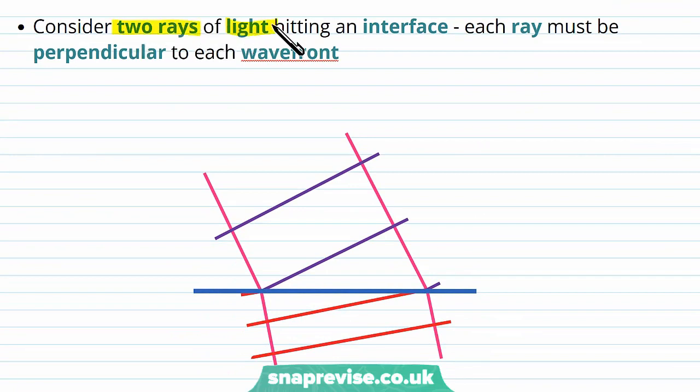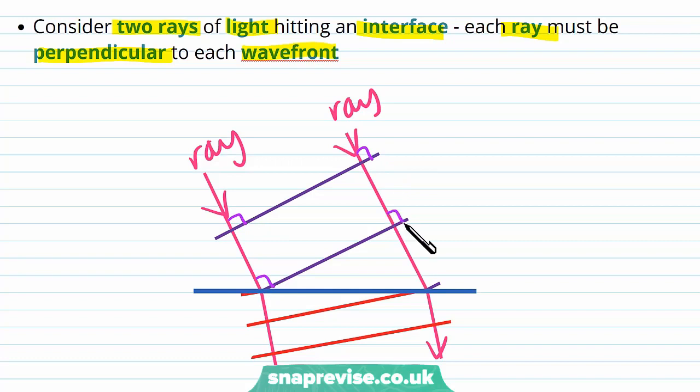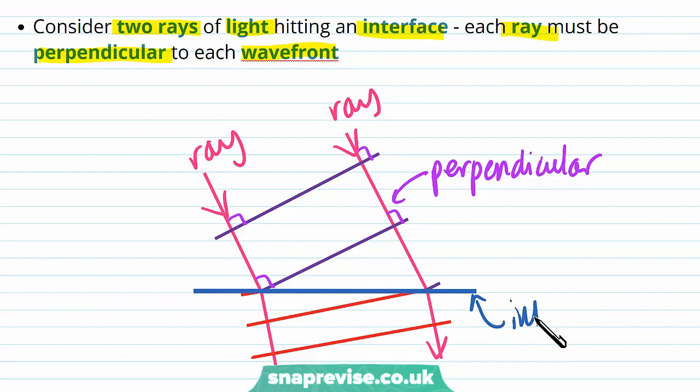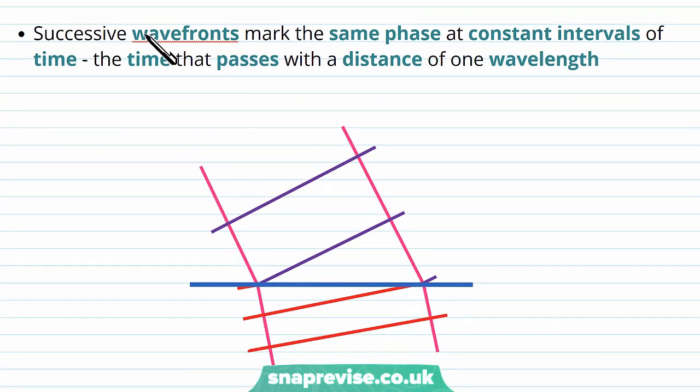Consider two rays of light hitting an interface. Each ray must be perpendicular to each wavefront. So these are rays, and the purple lines are our wavefronts, and we can see that the rays are perpendicular to the wavefronts. And the blue line here is again our interface. Successive wavefronts mark the same phase at constant intervals of time, the time that passes with the distance of one wavelength. So the distance between wavefronts is the wavelength.